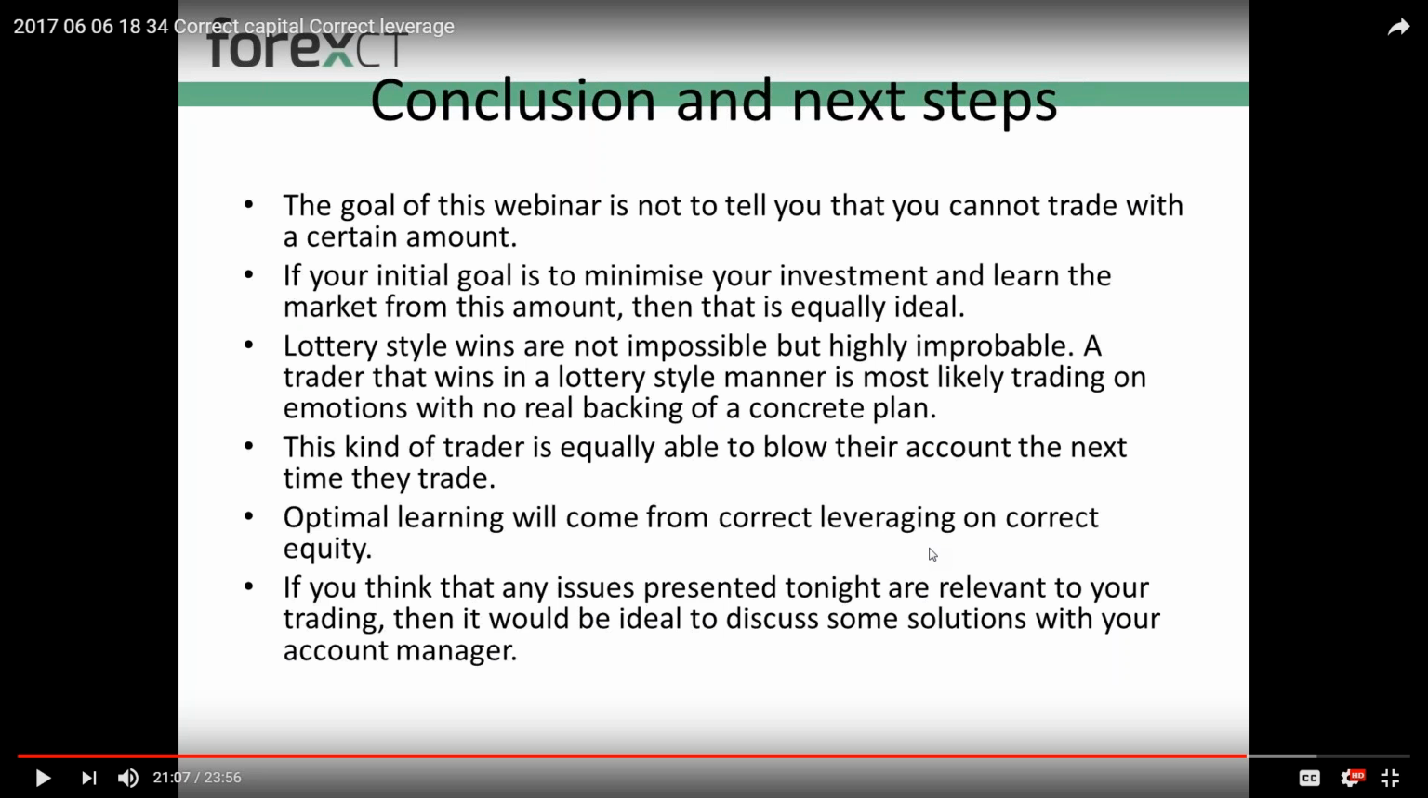So if you think you have any issues presented tonight that are relevant to your trading at the moment, if you think your Achilles heel may be your equity, then it will be ideal to discuss some solutions with your account manager and see what solutions are in place. Okay, there's no onus on you to do anything. You don't have to do anything that you don't want to do, but at least be aware of the solutions available to you and be aware of how to action them. Because you never know, there may be a fantastic way to get you trading a bit more effectively with our help.